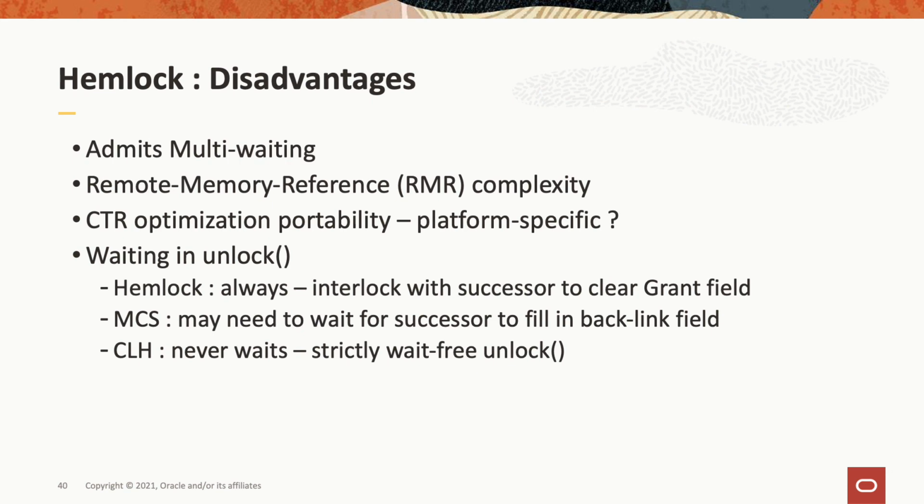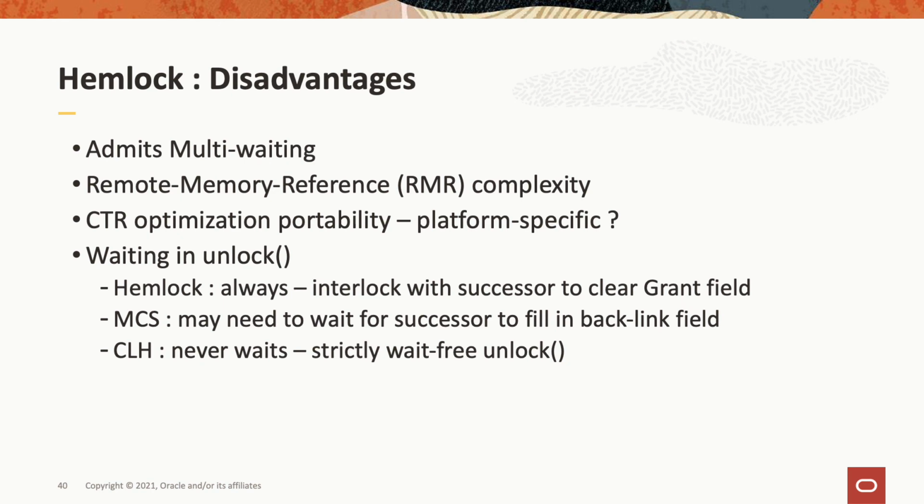So, what are the disadvantages to Hemlock? First and foremost, it admits multi-waiting, which we believe to be rare, but if multi-waiting does occur, then we have high remote reference complexity, which is undesirable and impinges on performance. Another question is the CTR optimization. Is it portable or platform specific? We also have waiting in the unlock operator.